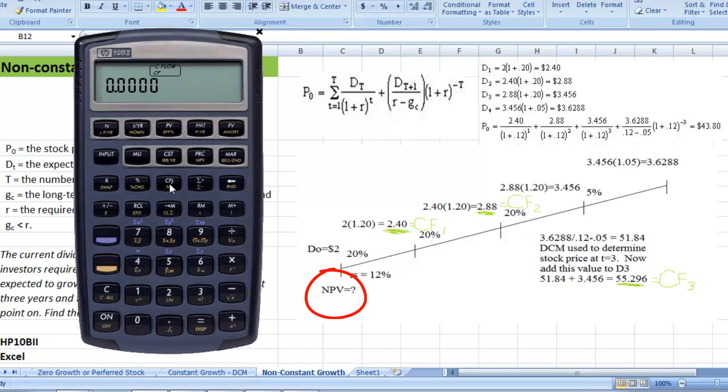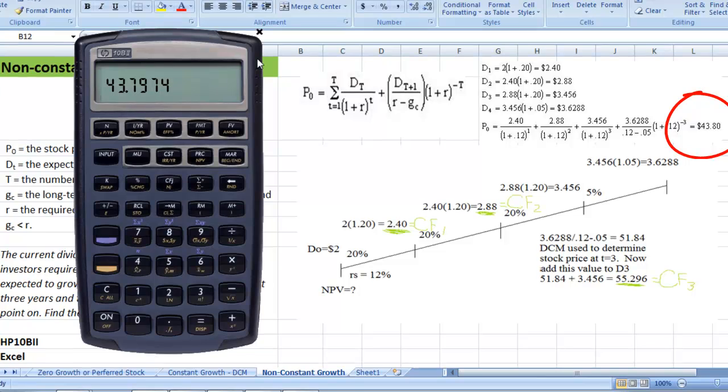0, cash flow 0, 2.40, cash flow 1, 2.88, cash flow 2. Now remember, at cash flow 3, it's the combination of the $3.456 and the terminal value of $51.84 here. So I'm going to go ahead and put in 55.296. All three cash flows are in. RS was 12%. And then I depress the net present value button, and I get the $43.79 or 80 cents here.